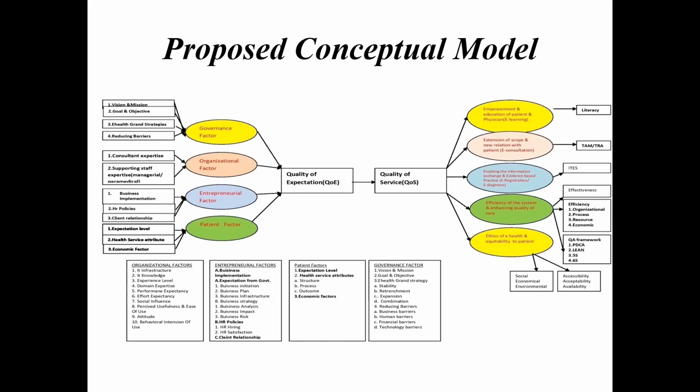health service attribute, health structure, process, outcome, economic factor, governance factor, vision and mission, goal and objective, e-health grant strategy, stability, retrenchment, expansion, and combination, reducing barrier, business barriers, human barriers, financial barriers, and technology barriers. This is all about the proposed conceptual model.